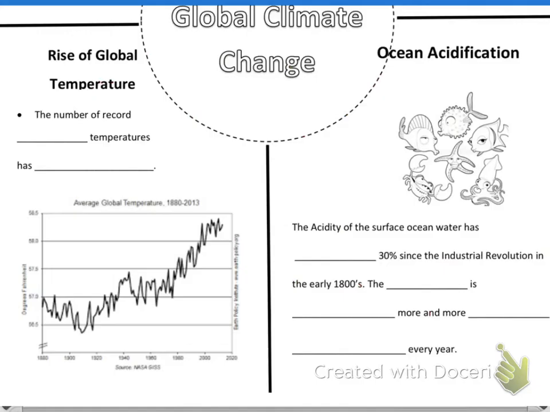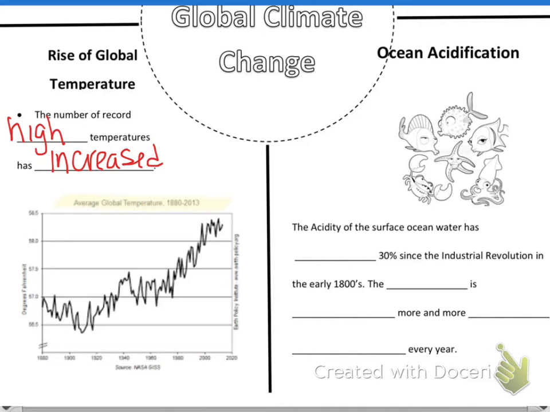All right. The rise of global temperature. So the number of record high temperatures has increased. And then looking at this chart, I want you to circle or highlight or underline the title of this chart. Everyone find it? So average global temperatures, that's the title.